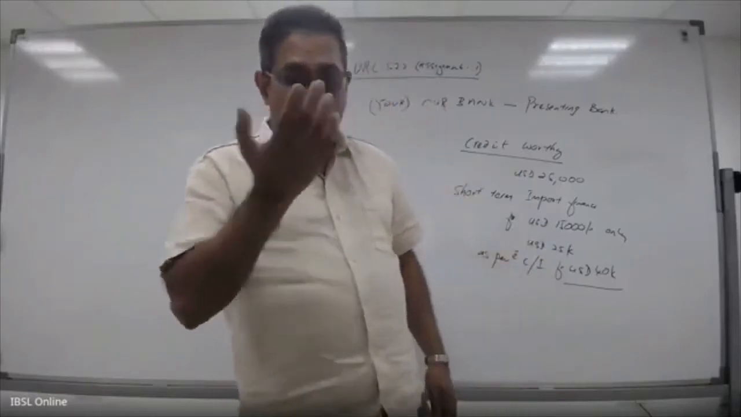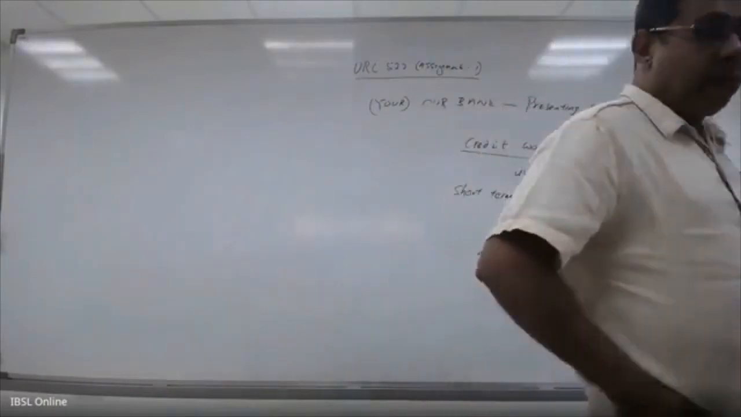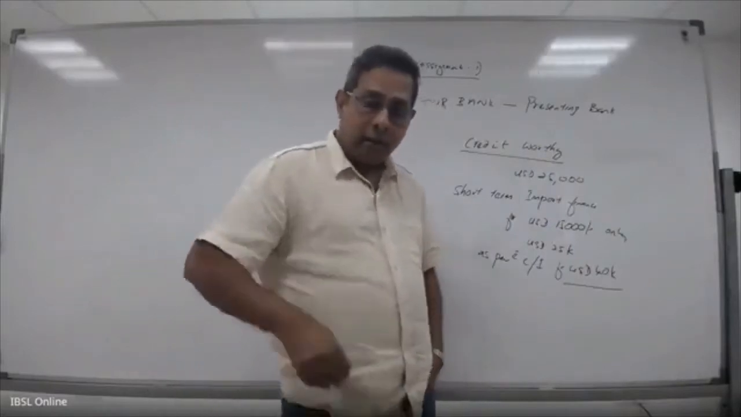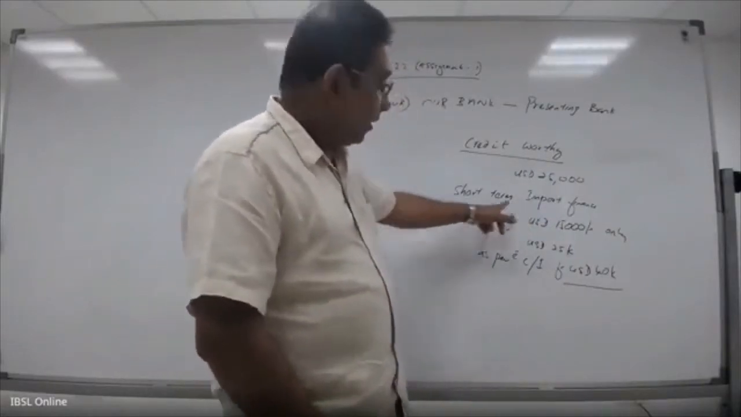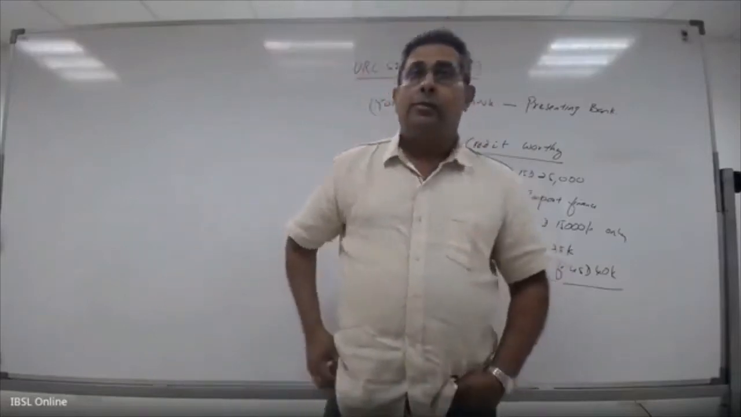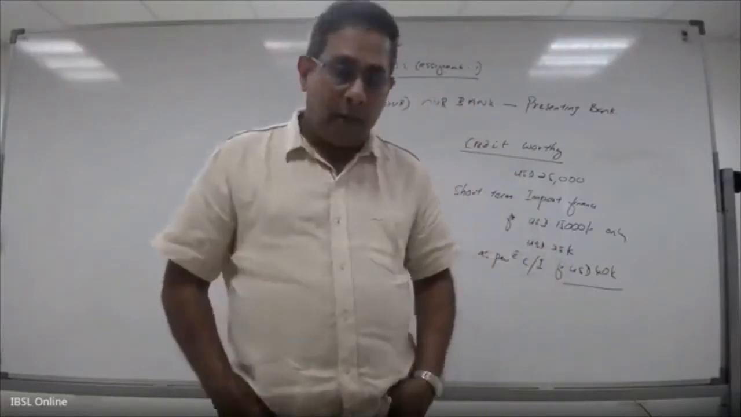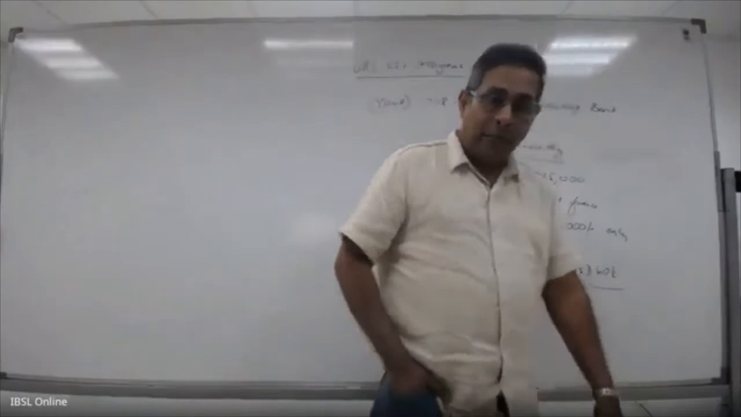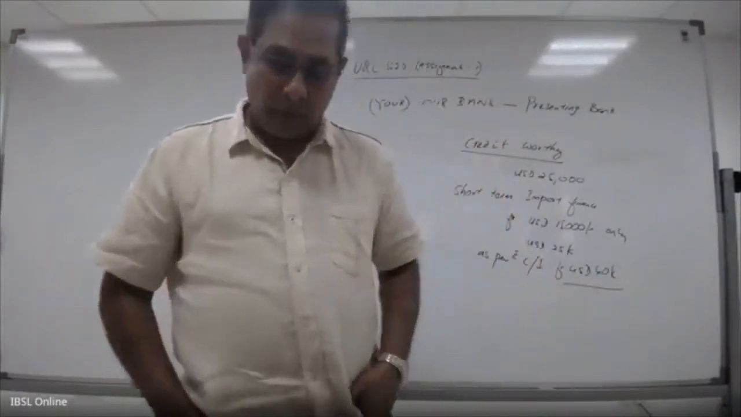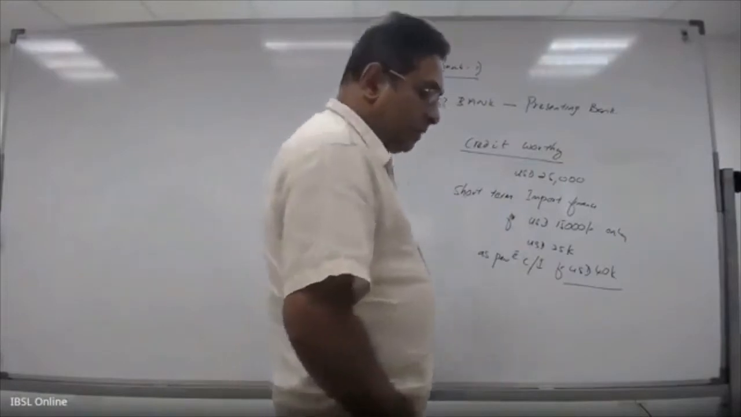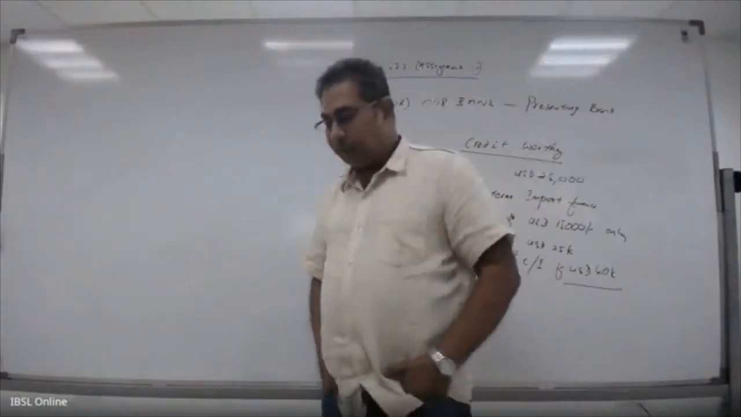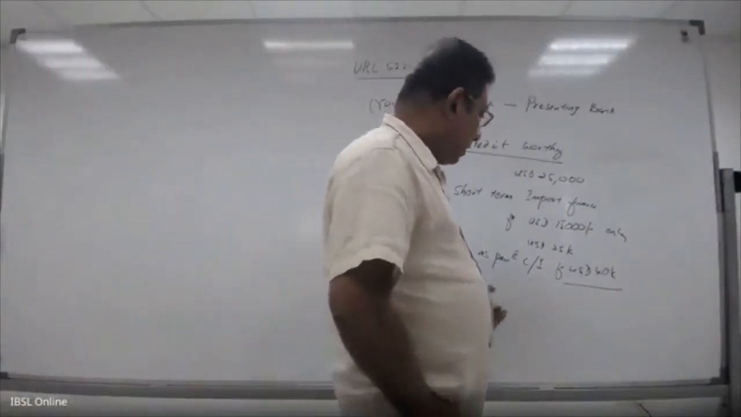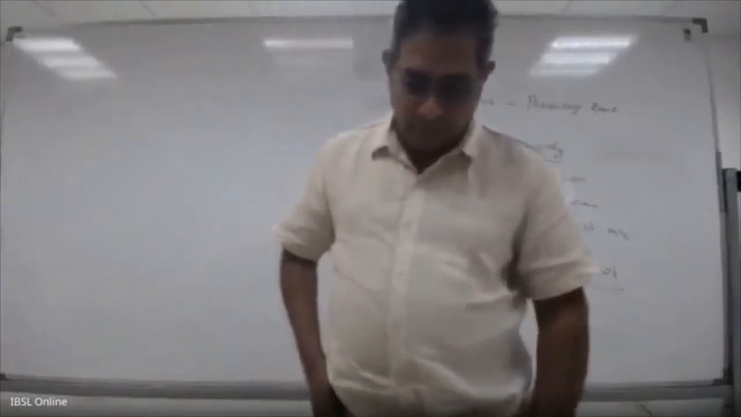Right? So finally, you can say, as agreed in the loan agreement, right? As agreed, the bank will release the balance 25,000 worth of documents after 2 weeks' time. After 2 weeks' time.